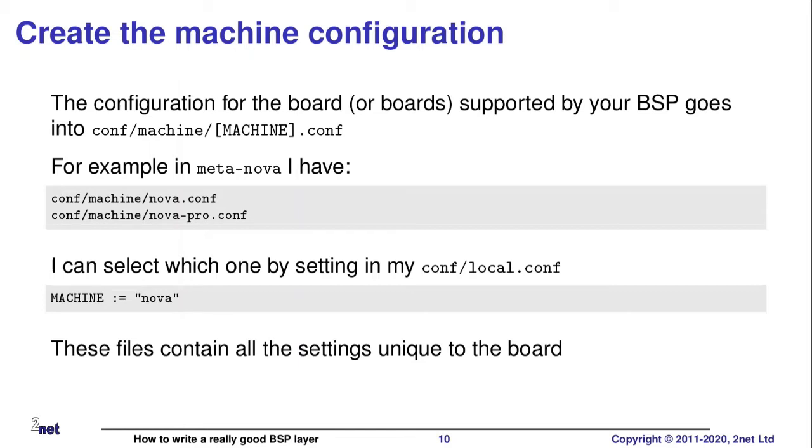And then really, this is the entry point into your BSP. Within these configuration files, they will then bring in all the other things that are dependent on your machine. And this is why we can just change this line here in our local.conf, and it will select either these machines or any other machines that we have in our collection of layers.